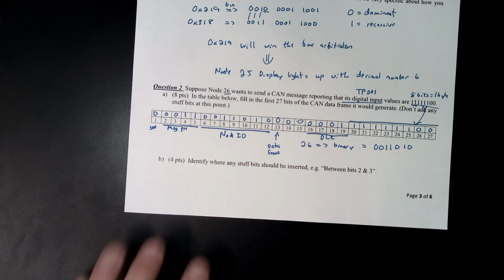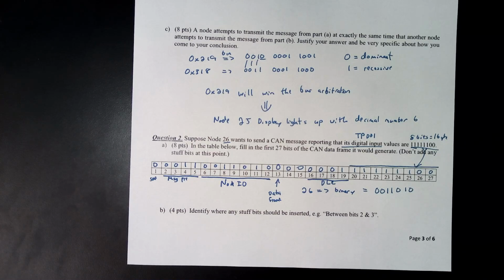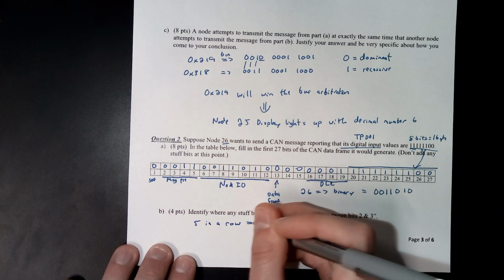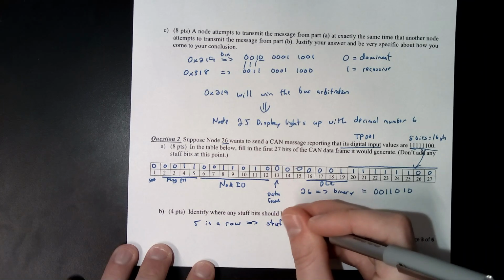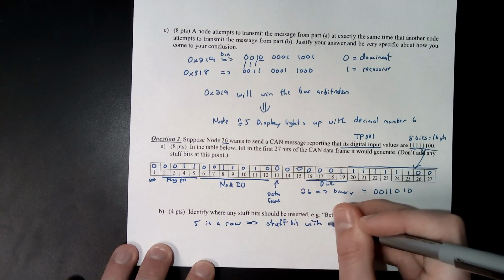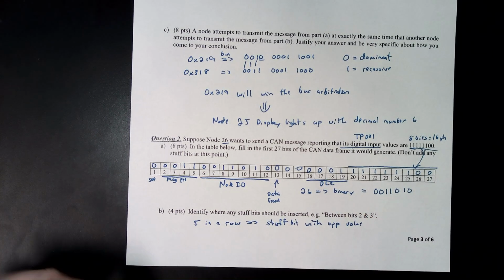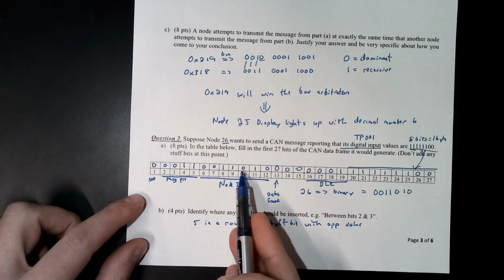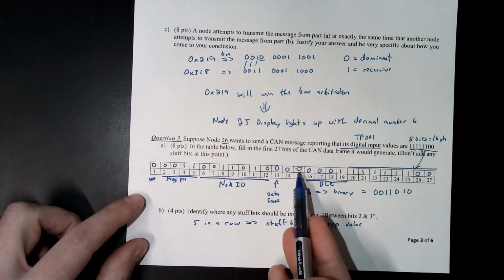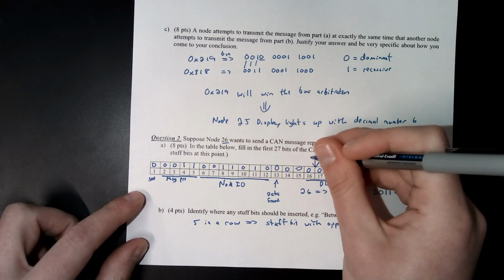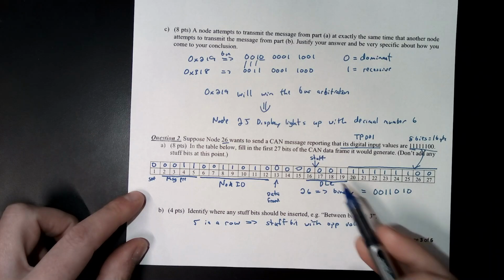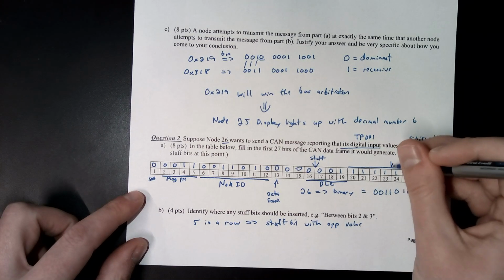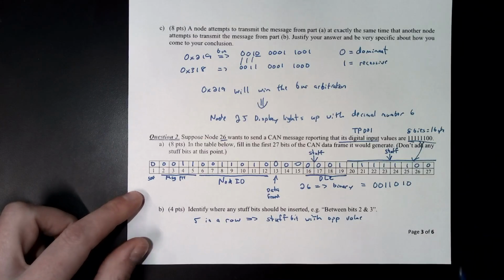So the last part here is identify where any stuff bits should be inserted. And if we have 5 in a row, that means a stuff bit with the opposite value. So that's what we're doing here. Let's look through our actual message. So no 5 in a row yet. Right here, we've got 1, 2, 3, 4, 5. So we're going to insert a stuff bit here. And then we switch back to 1s naturally. So 1, 2, 3, 4, 5. We're going to insert a stuff bit there. And then we don't have another 5 in a row after that.